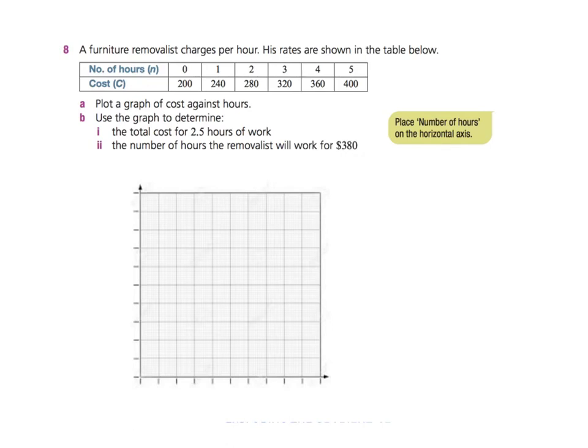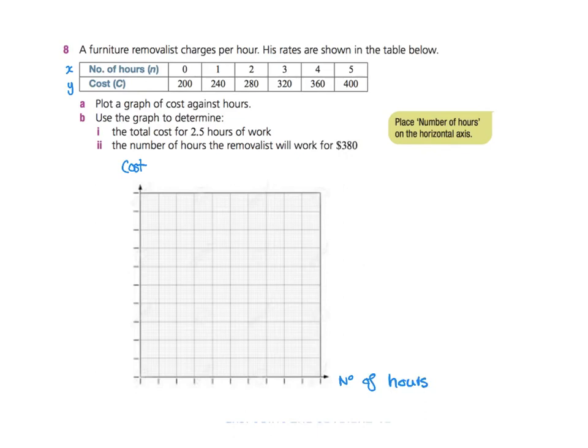Alright, so a furniture removalist charges per hour. His rates are shown below. Plot a graph of cost against hours. Generally what they do when they give you a table of values, this is generally what your x's are going to be and this is what your y is going to be. So along here, this one will be cost. And along here, we'll put the number of hours. These are the ones that you might get like in science. They might say the time versus something else.